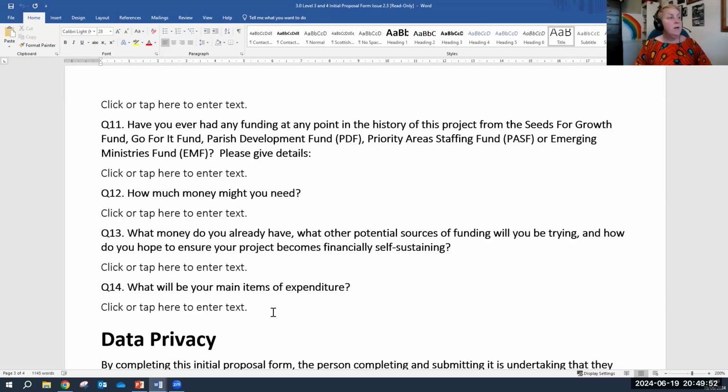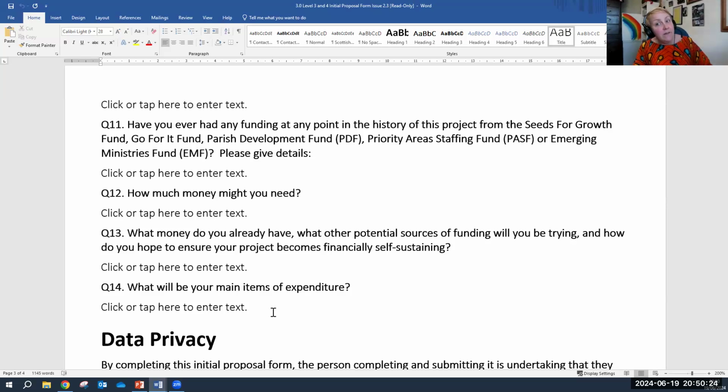Then question 12, how much money might you need? So again, that's for the whole project. So again, remembering what we said about the fact that you might be getting funding from other places, or you might be getting congregational input, etc., etc. But how much money might you need in total? Question 13, what money do you already have? And what other potential sources of funding will you be trying? And how do you hope to ensure your project becomes financially self-sustaining?